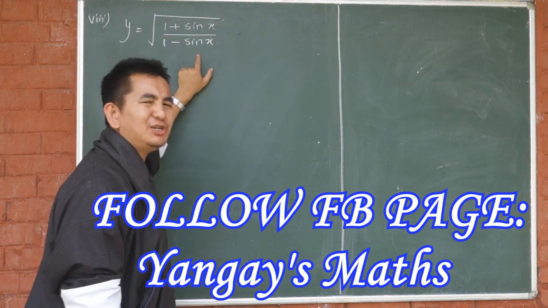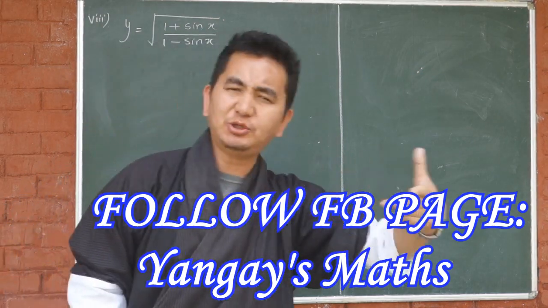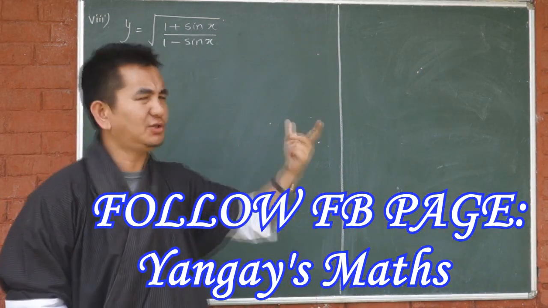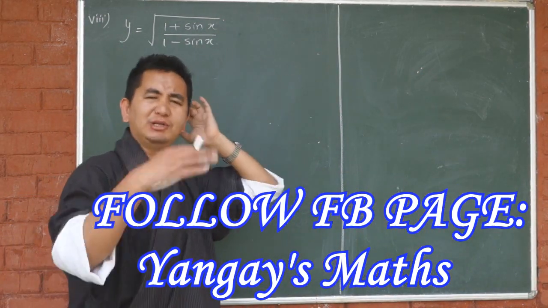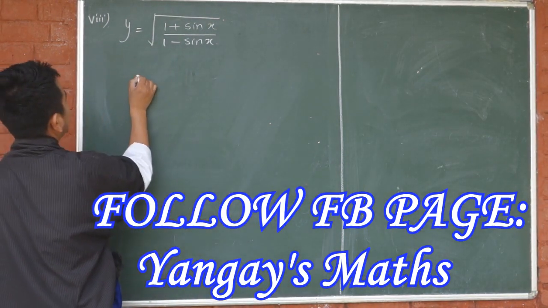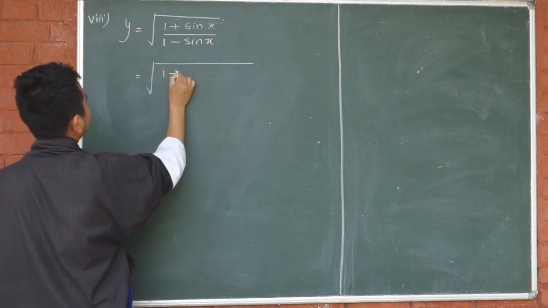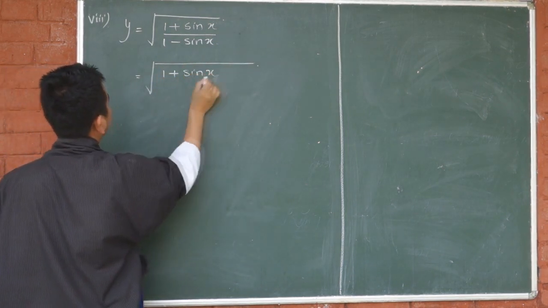If you want to use the identity, you can, by changing this sin x to cos. How do we change sin to cos? Cos of 90 minus x is equivalent to sin x. That's a long process, so I will teach you later. I will do that question. But here in this case, let me show you how to go about with the rationalization. Here rationalization looks better. Go with rationalization.